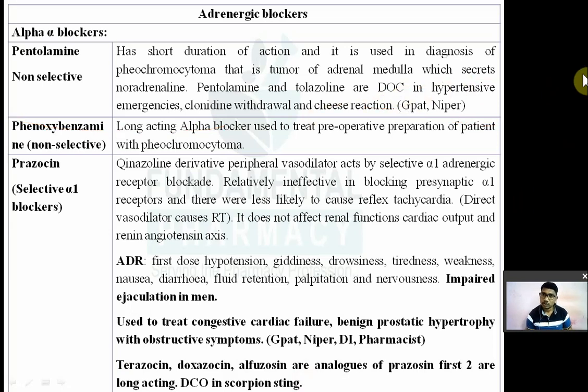So remember tolazoline and phentolamine. These are the two drugs of choice in case of hypertensive emergency, clonidine withdrawal symptoms, and also used in the cheese reaction. Now next is phenoxybenzamine.